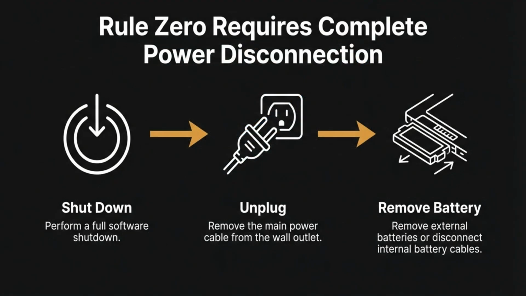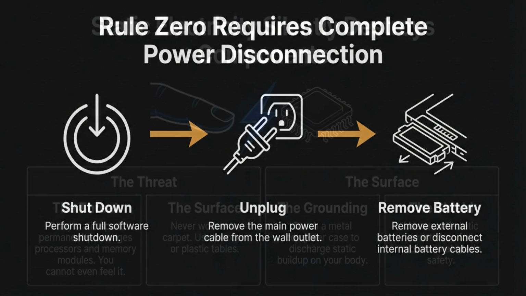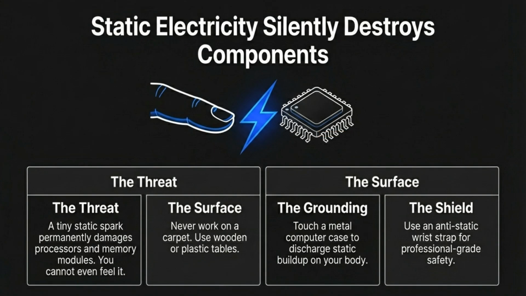Rule 0 in hardware repair requires complete power disconnection. Always perform a full software shutdown, unplug the main power cable, and remove or disconnect the battery before opening any computer. Static electricity can silently destroy components. A tiny spark, which you cannot even feel, can permanently damage processors and memory. Always work on wooden or plastic tables, touch a metal computer case to ground yourself, and use an anti-static wrist strap.